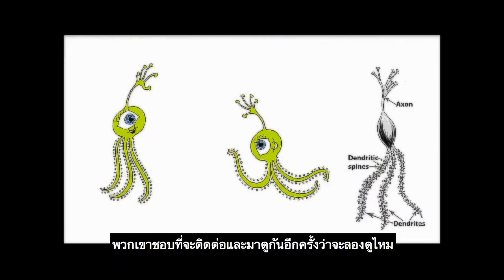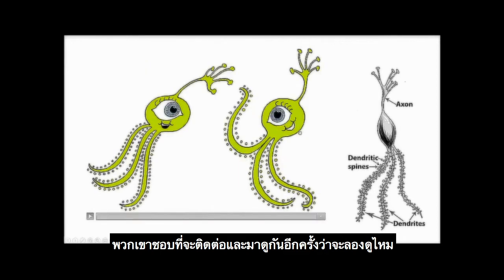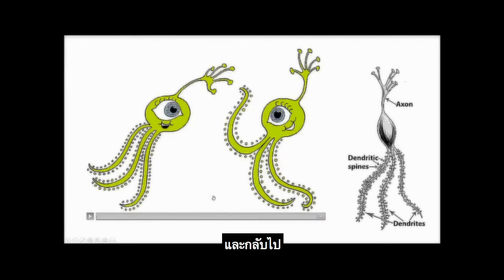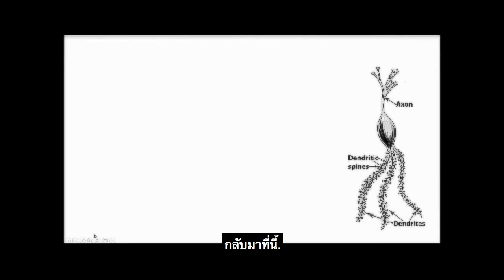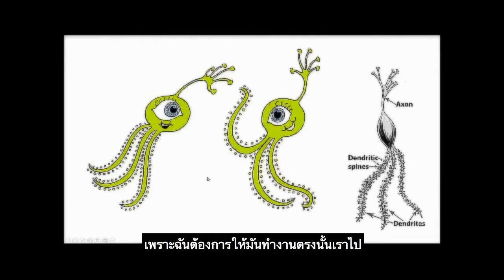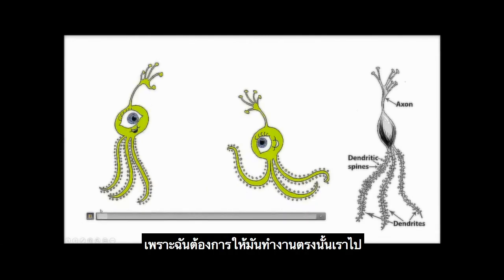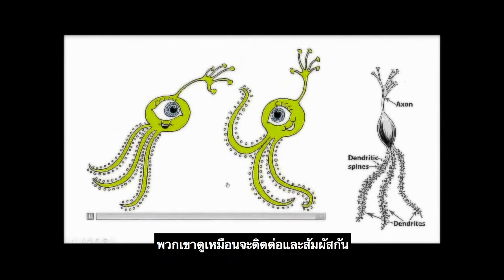What neurons love to do in your brain is reach out, and let me see if I can go back. Let's see, come back here, because I want this to work right. There we go. They love to reach out and just touch each other.